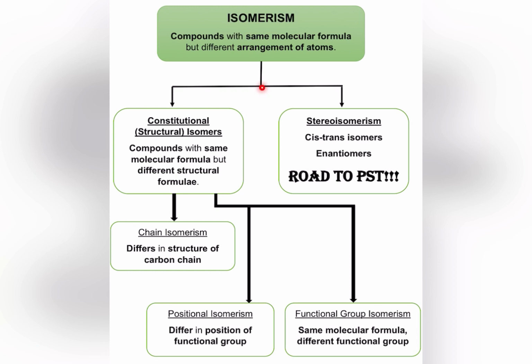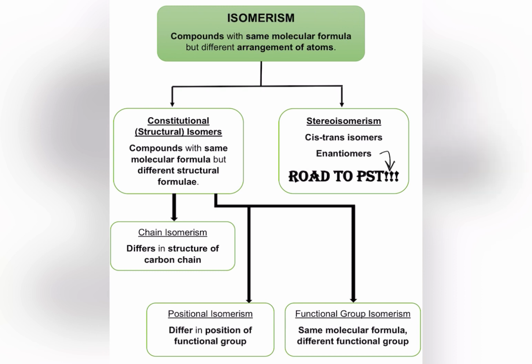So there are two categories of isomer. The first one is constitutional isomers, or the other name is structural isomers, which are compounds with the same molecular formula but different structural formula. The next one is stereoisomerism, where examples are cis-trans isomers and enantiomers.